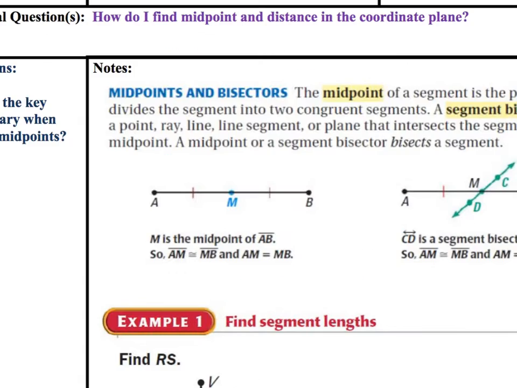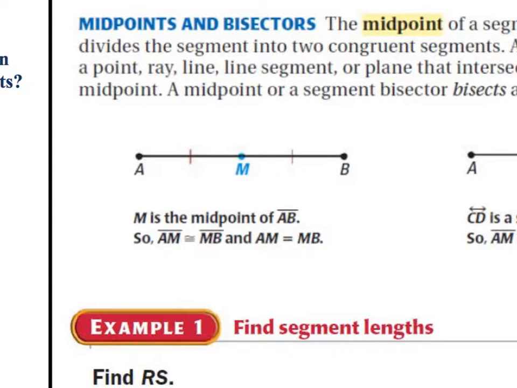Here, you've got M as the midpoint of AB. It divides it into two congruent segments. These little markings mean congruent. So if you see those little dashes, the notches, on a shape or on a line, if they have the same amount of notches, it means congruent.